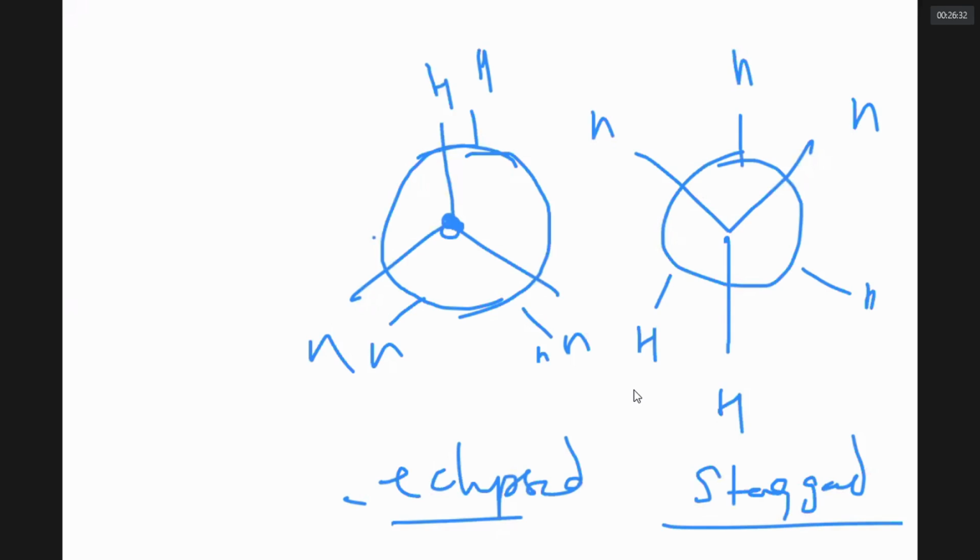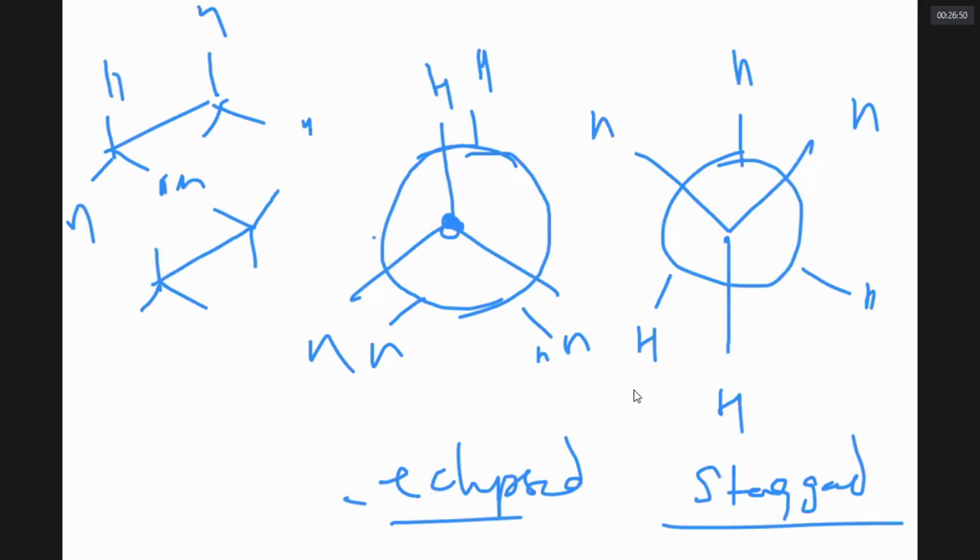Therefore, one can explain the different conformers either using a Sawhorse representation or Newman representation. By projection, we mean the way of writing a 3D molecule on a 2D space. And of infinite conformers, 2 are extremely important. One is called eclipsed, the other one is called staggered.